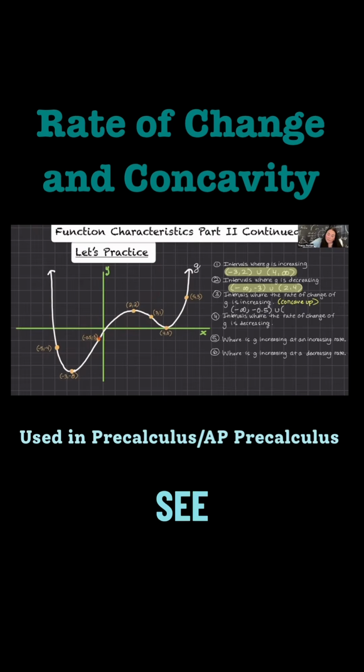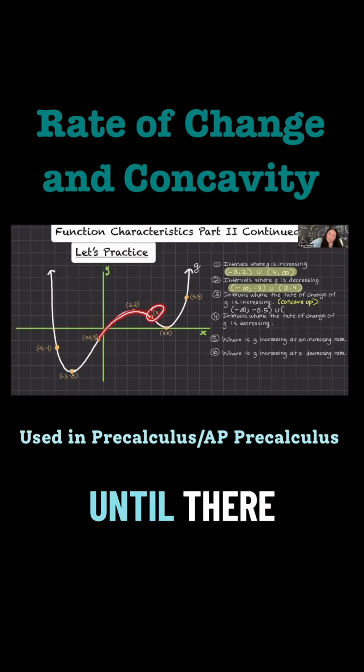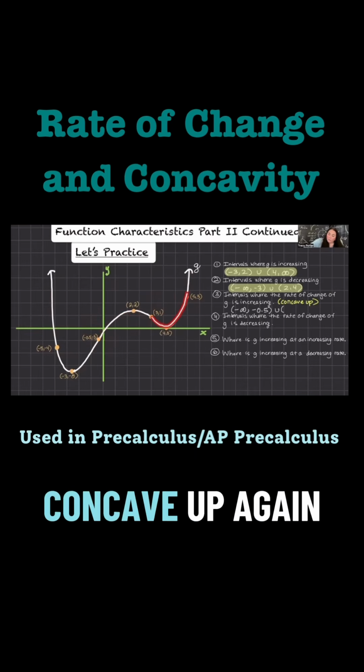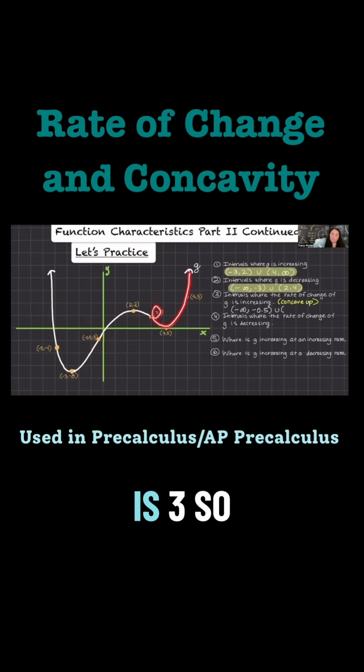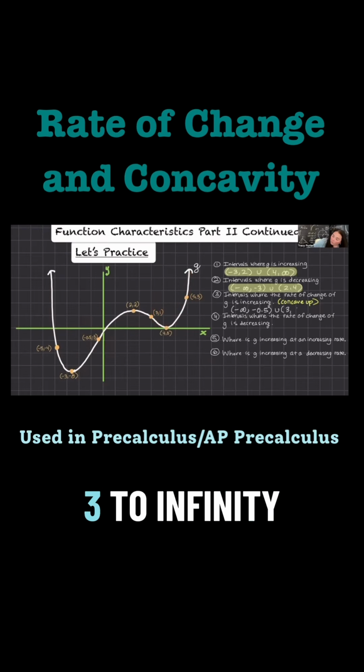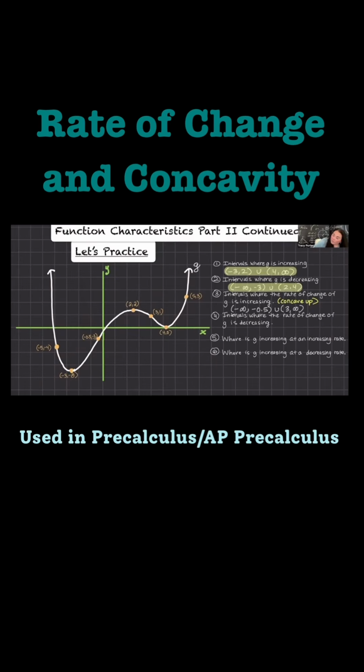And then again, this part is concave down up until there. And so it turns and goes concave up again, starting when X is 3. So we'll say from 3 to infinity.